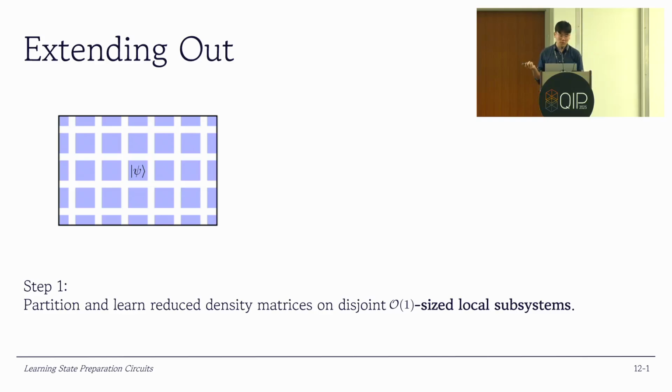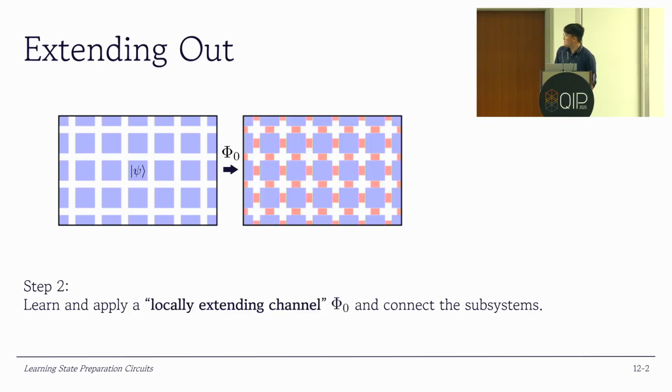The name is quite literal, in that we first start with our desired prepared state. We then partition and learn the reduced density matrices on disjoint constant size subsystems of these local subsystems. So these blue patches over here are supposed to represent the local subsystems that were learned by, say, state tomography. Then, step 2, we learn and apply a so-called locally extending channel phi naught and connect up the disjointed subsystems.